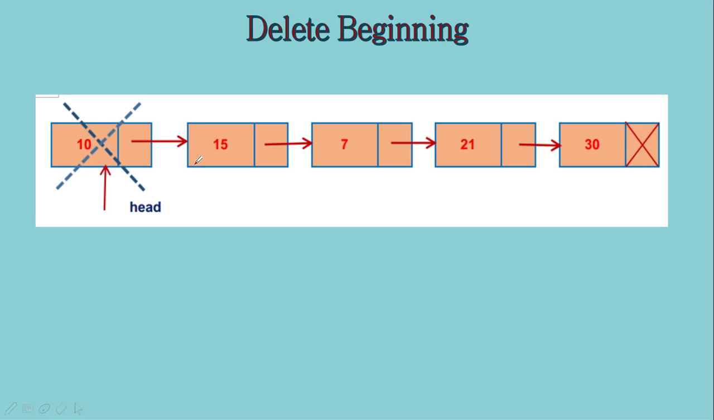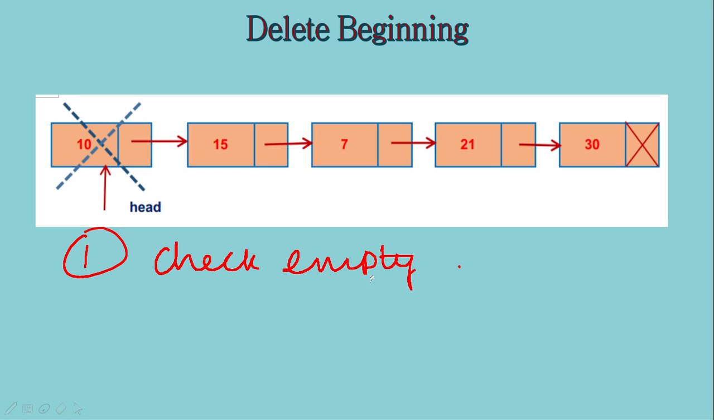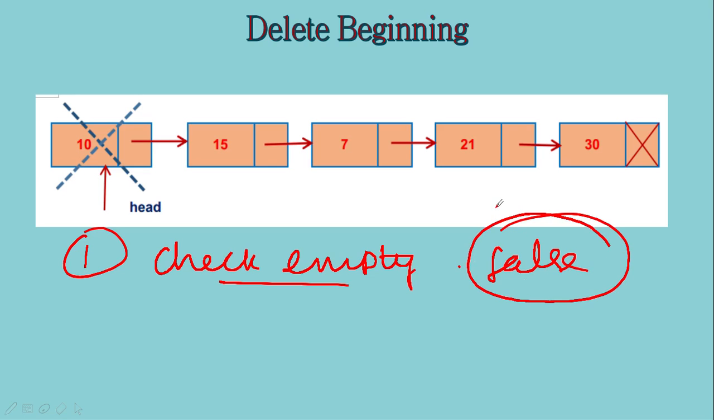Next, we are going to discuss the delete beginning operation. What I mean by delete beginning is I want to delete the first node of the linked list. So in all the deletion operations you have to check first if the list is empty. When you are going to delete, if the list is empty, then you have to return false. That is, you have to tell that the deletion has failed.